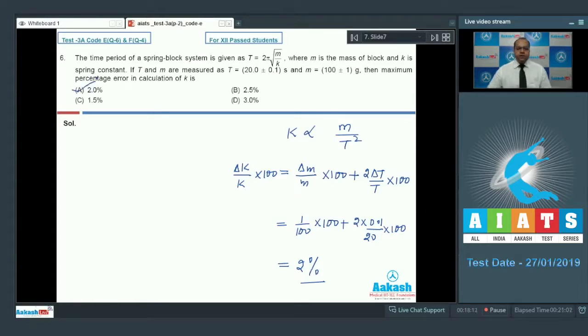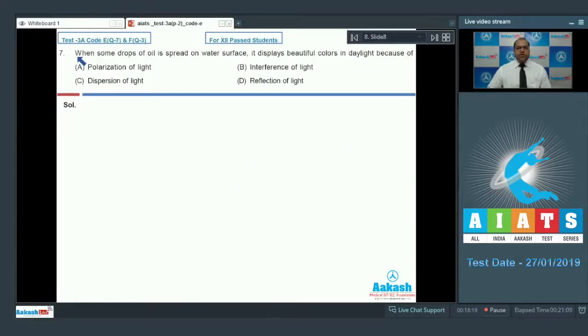Let's move to question number 7. In question number 7, when some drops of oil are spread on a water surface, it displays beautiful colors in daylight because of. Since it is a phenomenon of interference in thin film, the correct option would be interference of light. So option B is the correct answer.